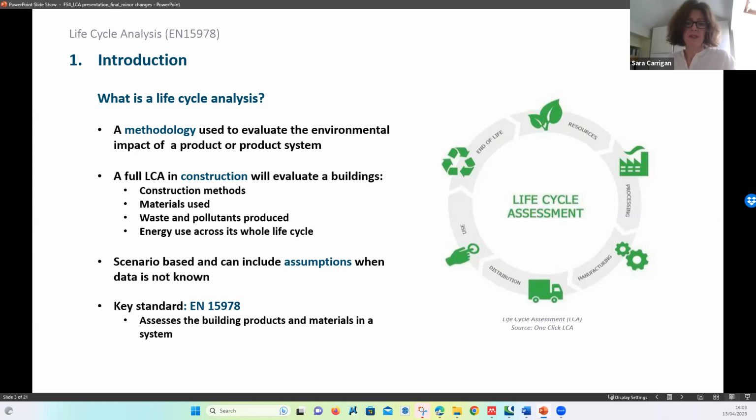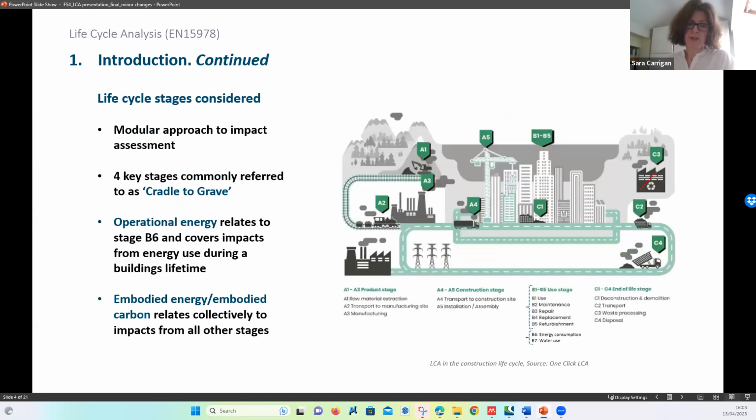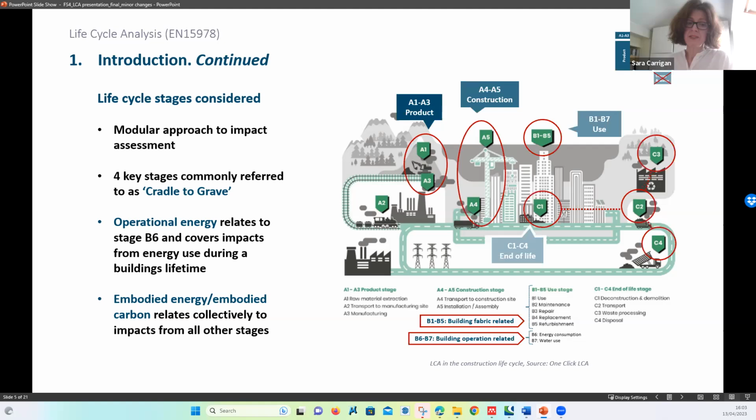This assessment has been carried out in accordance with EN 15978, which looks at the building's products and materials in a system. The standard provides a modular approach to the assessment of environmental impacts, within which are 4 key stages, commonly referred to as cradle to grave. These stages broadly cover product manufacturing, construction operations, building use, which includes operational energy, and end of life.